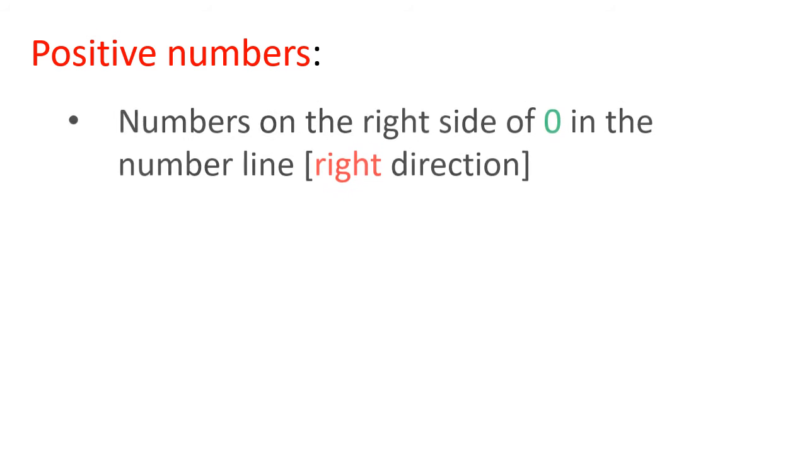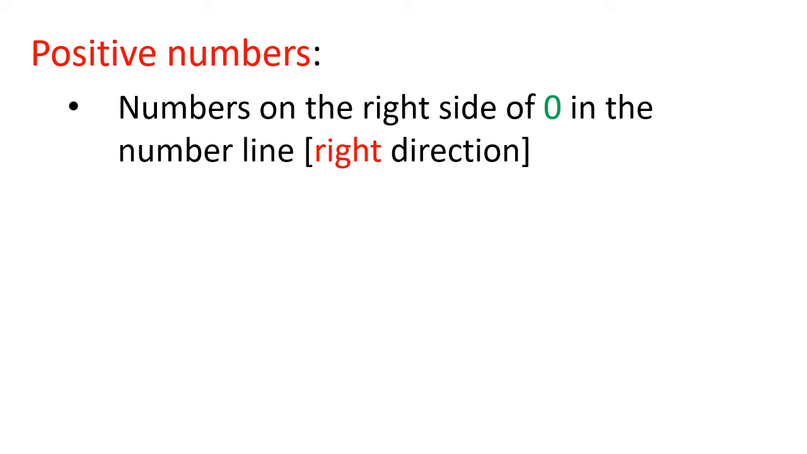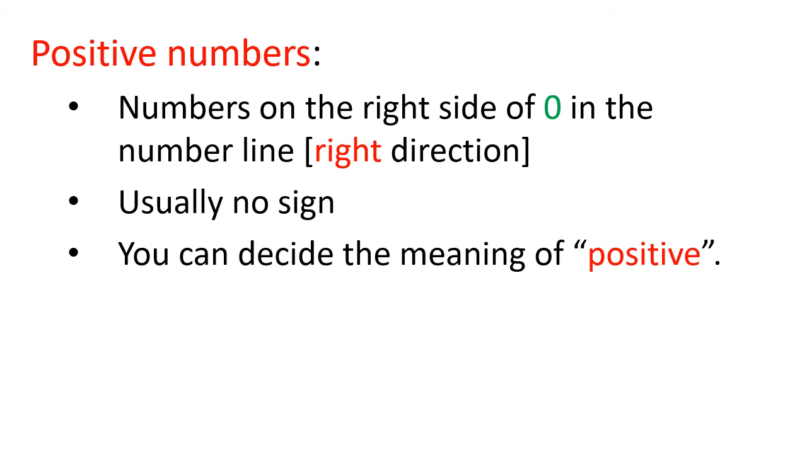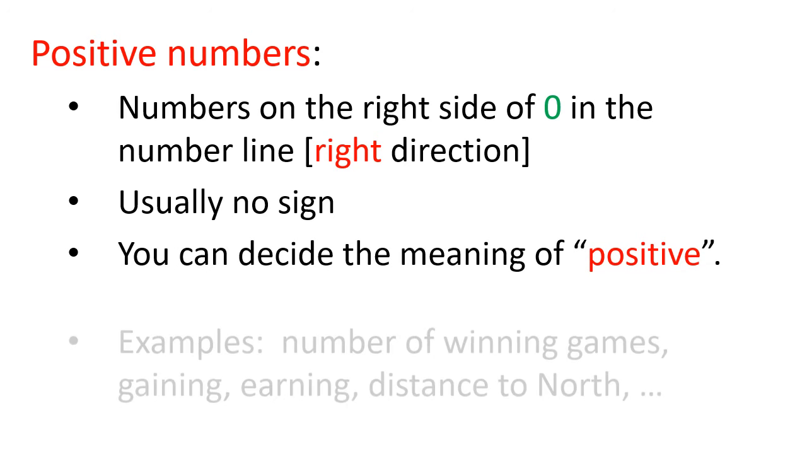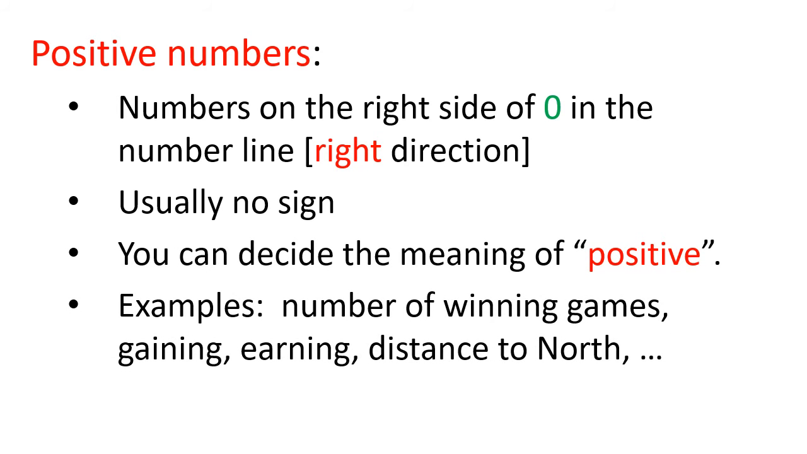Let's look at positive numbers in general. Positive numbers are numbers on the right side of the 0 in the number line. We usually have no sign for positive numbers. You can decide the meaning of positive. Examples of positive numbers are number of winning games, gaining points, earning money, distance to north, and so on.